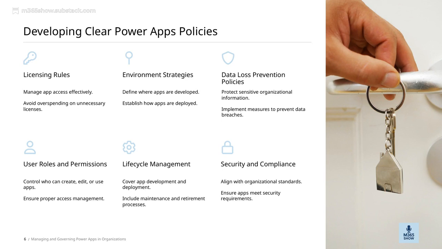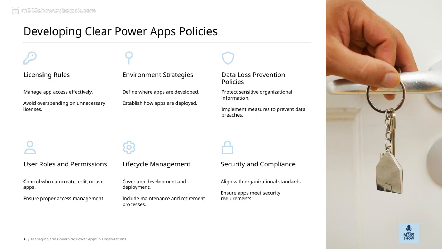This means covering all aspects of app development and deployment, including setting up proper maintenance and retirement processes so apps are managed throughout their lifecycle. Controlling who can create, edit, or use these apps is another key point. Proper access management helps prevent unauthorized changes and ensures everyone has the right level of permissions. Speaking of security, implementing data loss prevention policies is vital to protect organizational information from breaches or leaks.